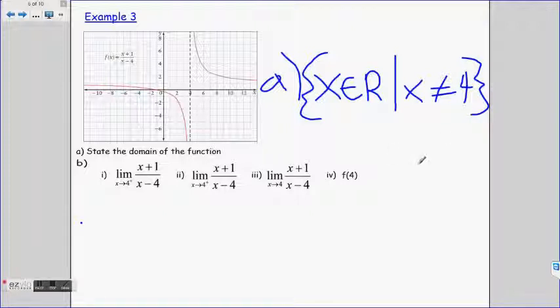Okay, so let's take a look at B, I. So the limit of this function as x approaches 4 from the positive direction, so from the right side. So let's see what happens. We can even just take a look at this graphically. As we increase our x values towards 4, our function actually goes to infinity. So we know that infinity is not defined, which means that the limit does not exist. Does not exist.